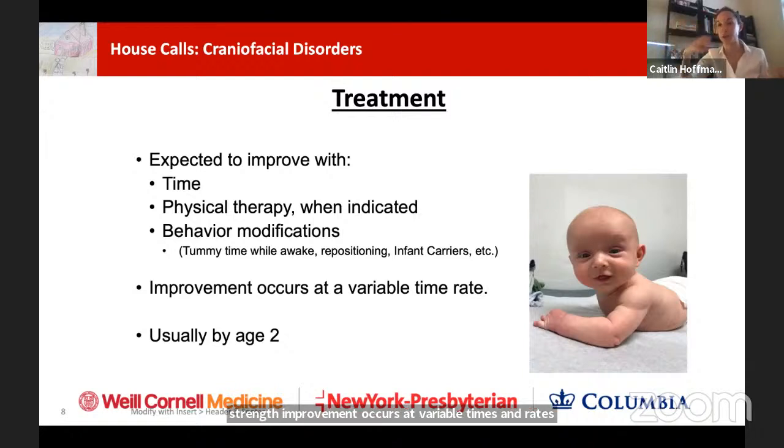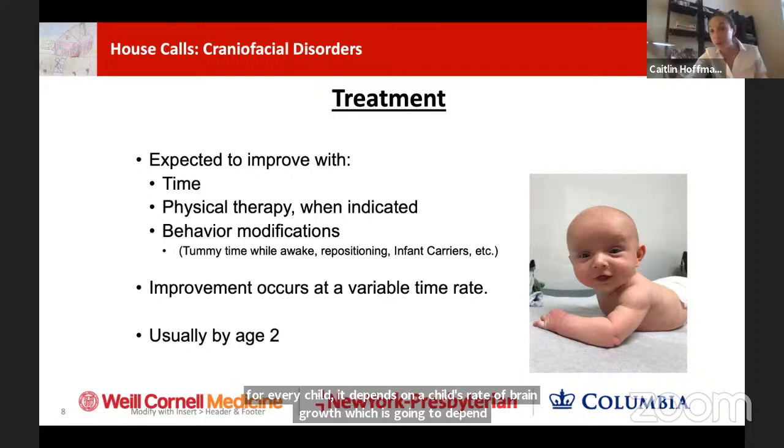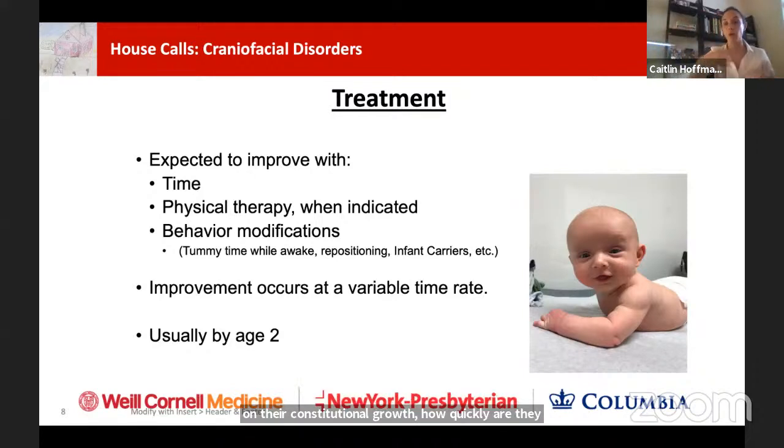It depends on a child's rate of brain growth, which is going to depend on their constitutional growth. How quickly are they gaining weight overall? That will be the driver for how quickly they are expanding their head circumference, and therefore how quickly they can exert internal forces to remodel their skull. So it will be quite different for every child, but what we typically advise is that this process is dynamic until at the very least the age of 2, and usually until the age of 5. This is a marathon, not a sprint, and we don't expect to start seeing change until 6 months of age.